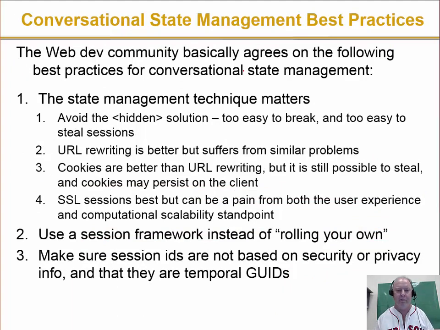Best practices: the state management technique matters. Typically nowadays, I mean, I showed you old school ones. I have an example in Node Info that I can show you in a minute for the hidden solution. There's URL rewriting. Hidden solution is too easy to break and too easy to steal. You can do a view source, right? And you can see what the hidden values are. URL rewriting is better because it's at least encoded on the URL, and there's a lot of proprietary and hard to break schemes. But still, the information is going over the wire again, so it's always going to have an inherent risk that is greater.